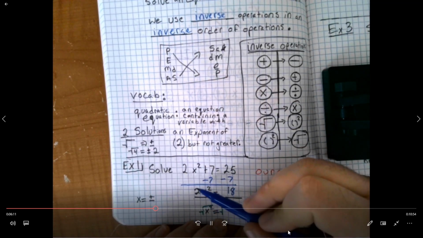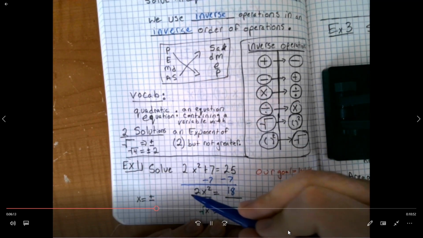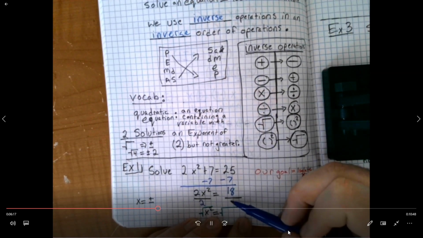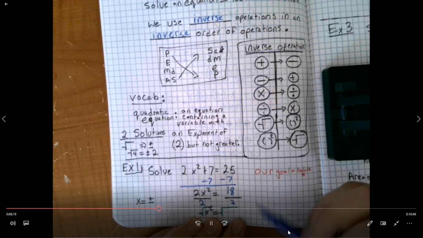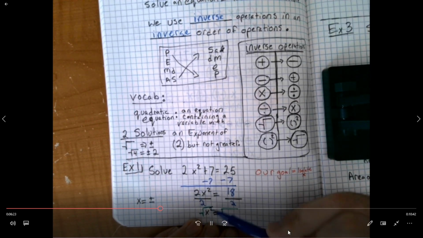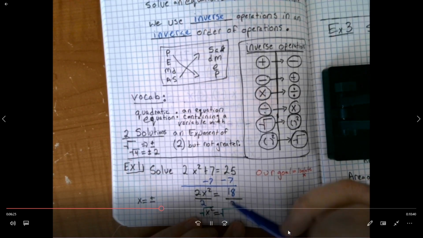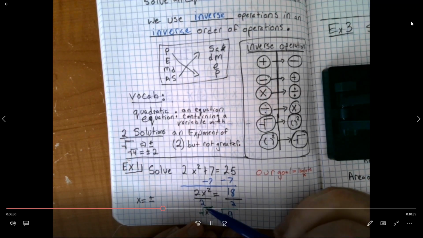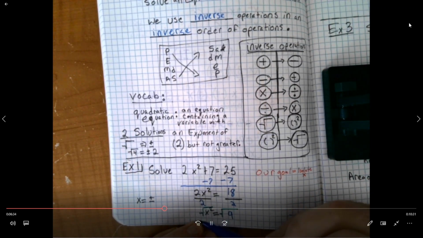We're not going to divide by x. We are going to divide by the number which is multiplying 2x. So 2 is the one that's multiplying, so we're going to divide by 2 on both sides. 2x squared divided by 2, that's just x squared. 18 divided by 2 is 9. Then we need to take the square root of both sides.